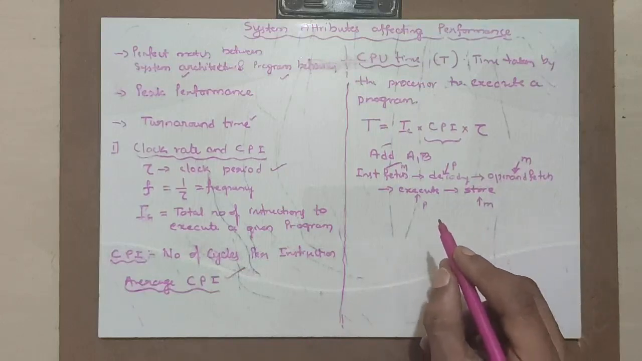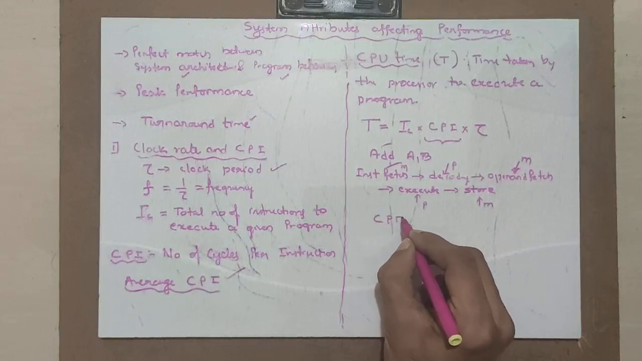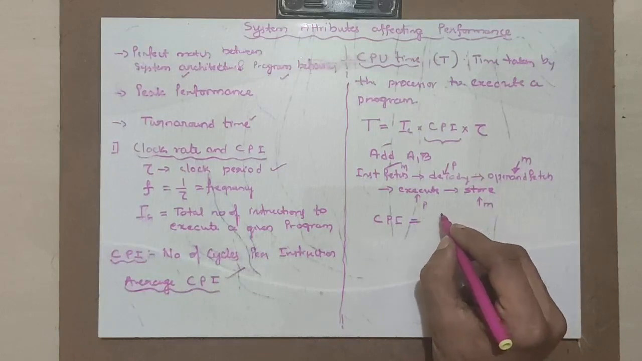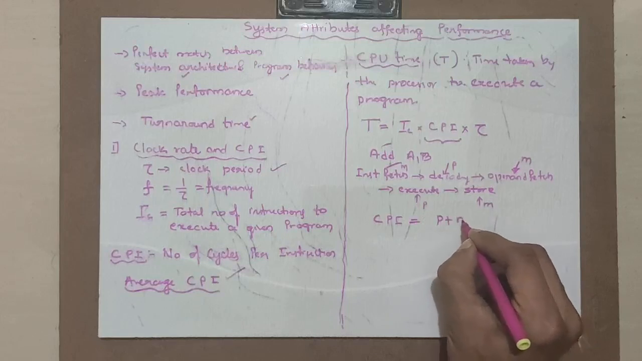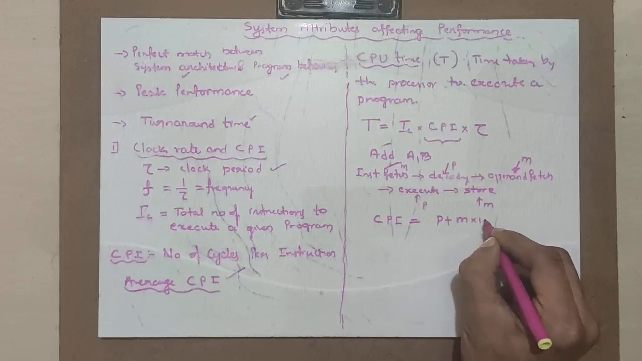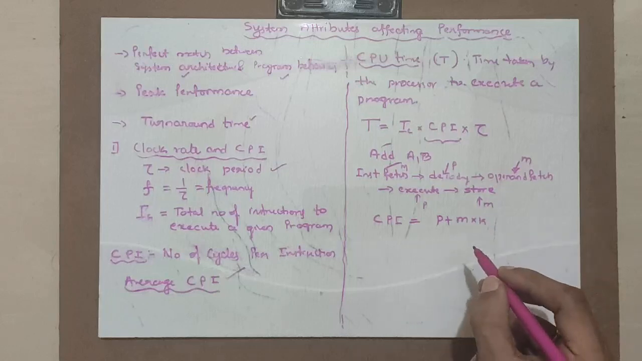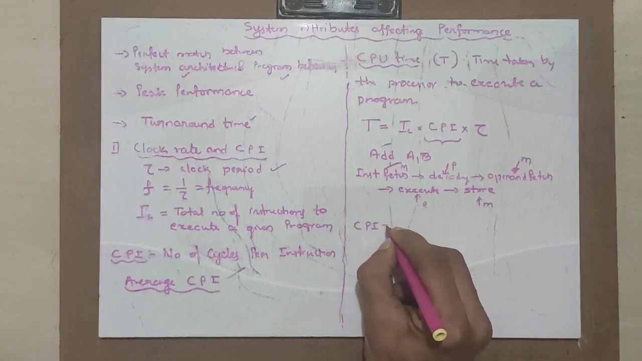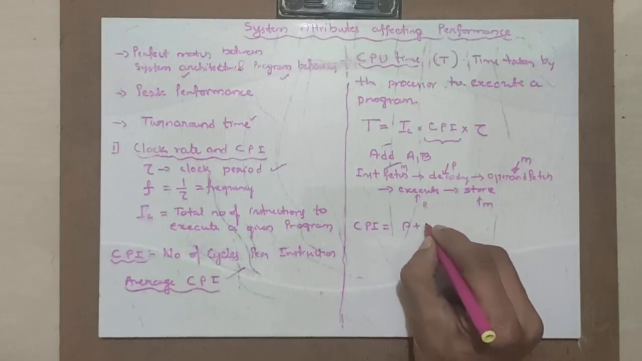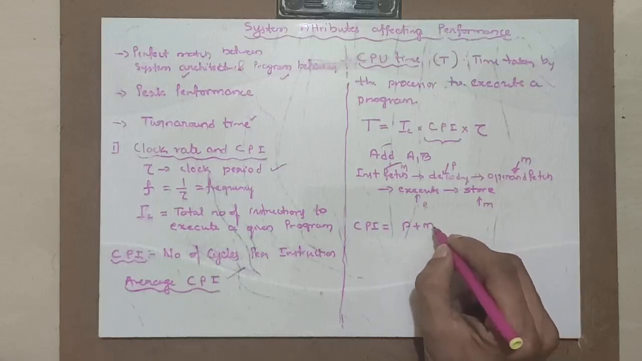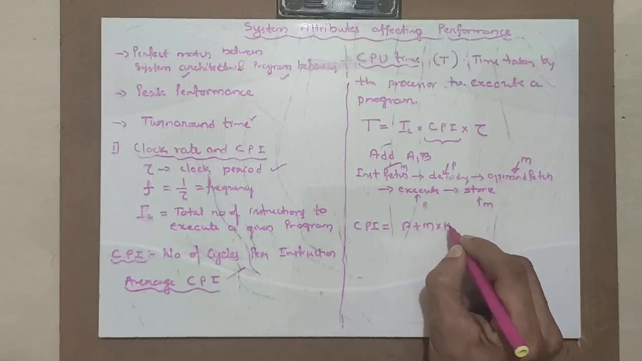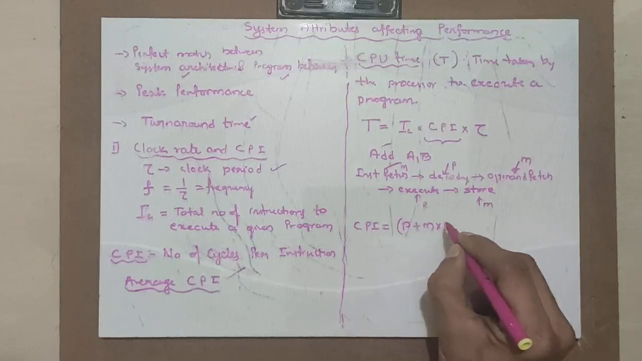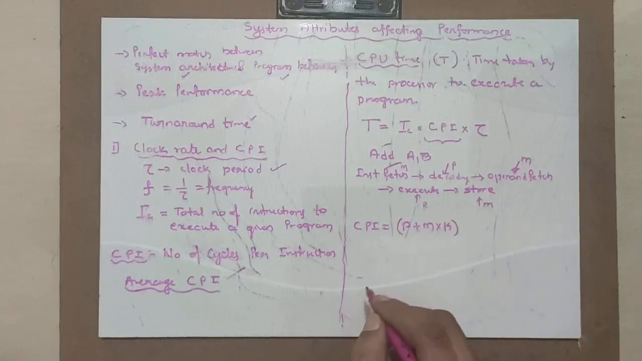Hence we shall divide cycles per instruction as processor related plus memory related, but there is a latency whenever memory operations are there. The cycles per instruction, as I just told you, depends upon processor operation plus memory related operation, but memory related operation is considered as slightly different. It involves latency, it is slightly slow, hence we are bringing the latency factor K here. Hence this is what cycles per instruction is.